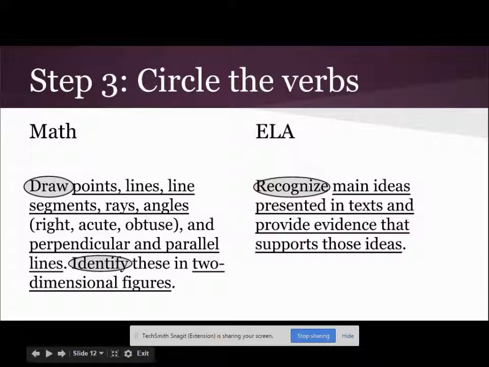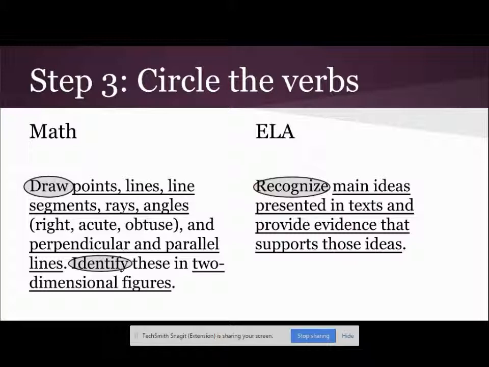Step three is to circle the verbs in the standards. The verbs are the skills students need to be able to do. In the math standard, they need to be able to draw. They also have to be able to identify. In the ELA standard, they need to be able to recognize.